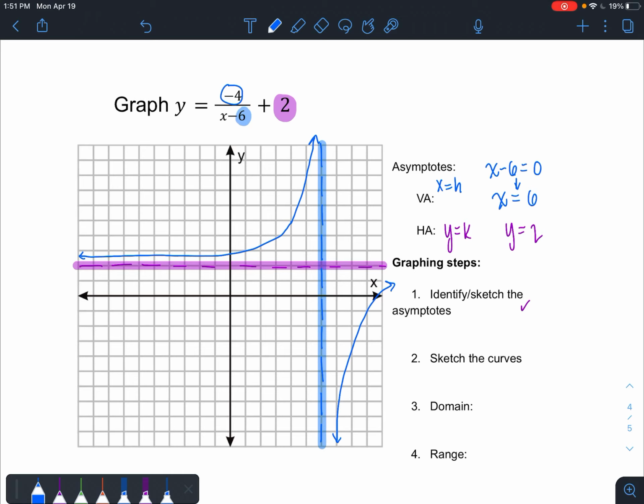All right, our domain, so our x values, are going to be everything except x is not equal to 6. And then our range is going to be everything except y is not equal to 2.